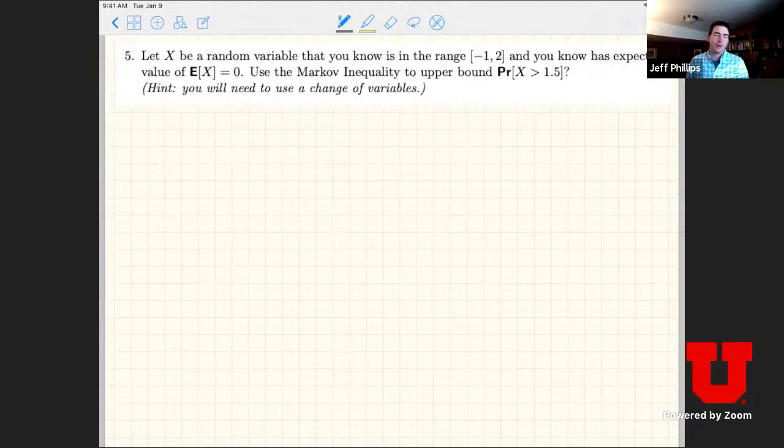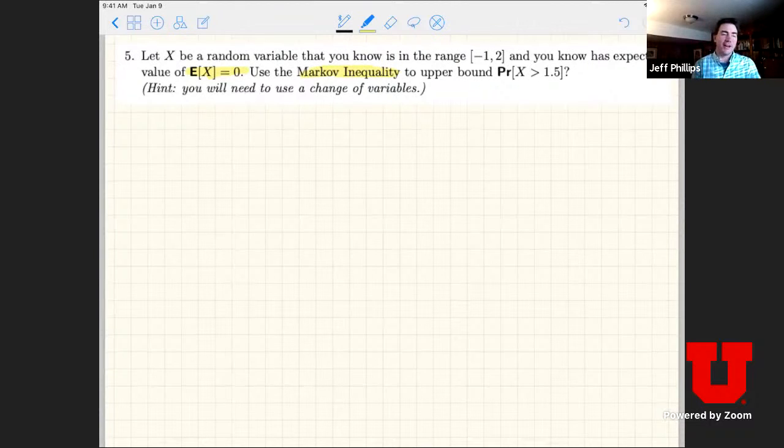Question 5. Let x be a random variable that you know is in the range of -1 to 2, and you know its expected value of x is 0. Use the Markov inequality to upper bound the probability that x is greater than 1.5. Okay, so I know this is a Markov inequality question. I have the expected value of x equals 0 here, and there's a hint that I need to change variables, right?